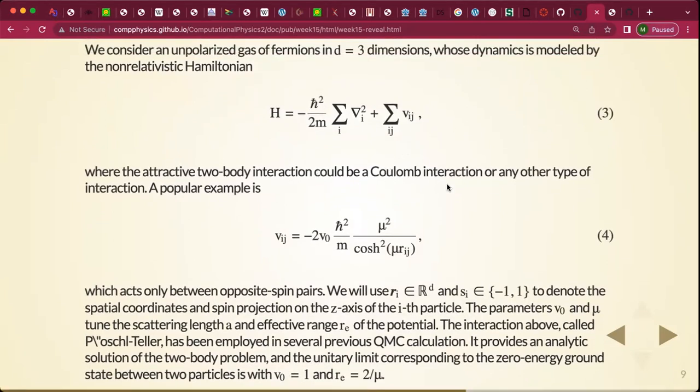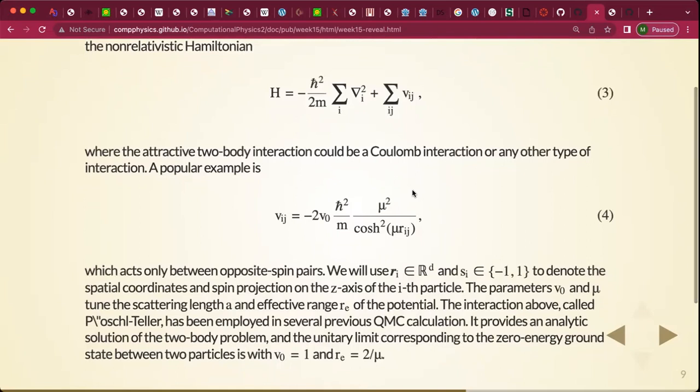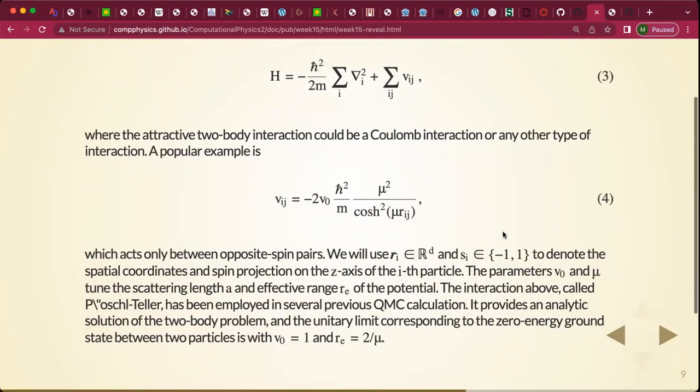Alternatively, you can play around with different potentials here. So one could be the Coulomb interaction, which you're looking at. It could be the interaction from project number 1. There is another potential which is actually very popular, and this is called the Pöschl-Teller interaction. And it's given by this form here, and it has been used widely in quantum Monte Carlo calculations, QMC here. And this is a spin system which acts only on systems with opposite pairs.